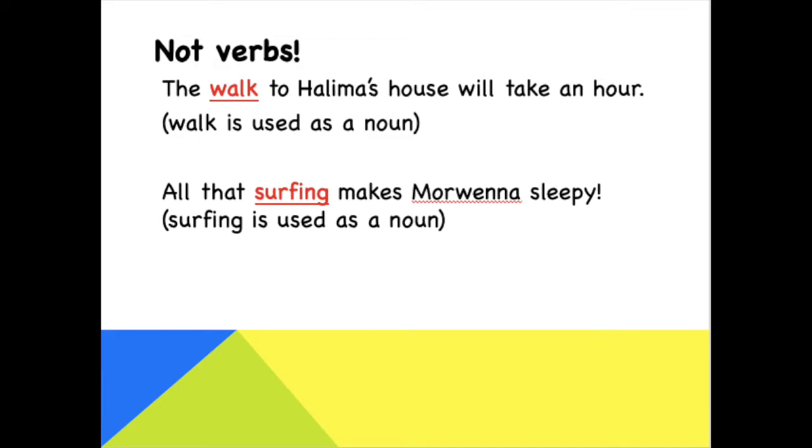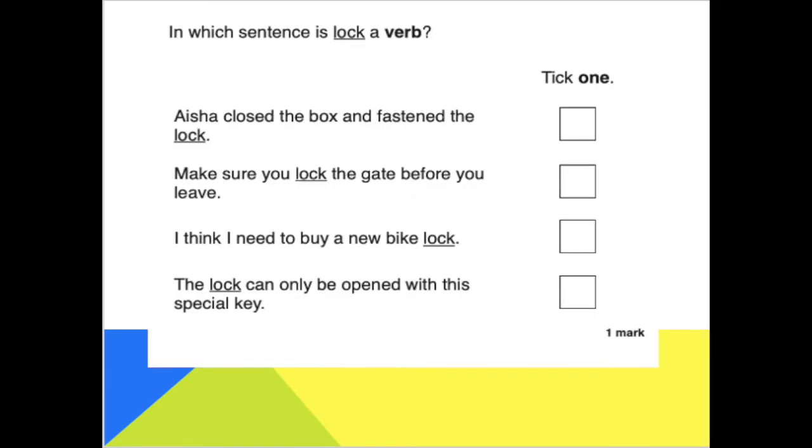Just a few things to look out for. Examples of words that can be verbs, but in these sentences are not. The walk to Halima's house will take an hour. Walk here is used as a noun. And in the second one, all that surfing makes Morwenna sleepy. Again, surfing in that sentence is used as a noun.